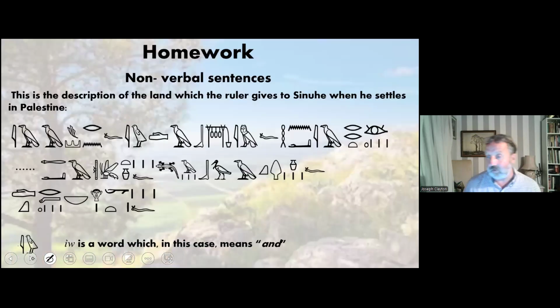Right, homework. I think we just about got an hour and a half in there because we started 10 minutes late. So, non-verbal sentences. This is the description of the land which the ruler gives to Sinuhe when he settles in Palestine. It's a description of things here. You just need to put is in where it's appropriate. It's basically good to test your prepositions. It's just a list of things really, so you need to put is in at various points. And remember all your stuff about adjectives coming first.